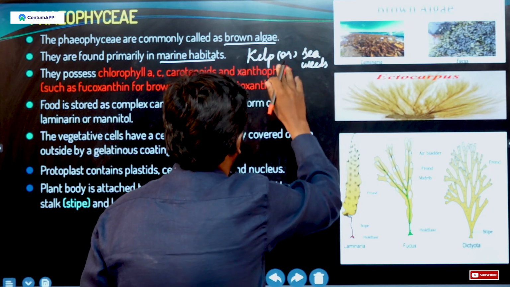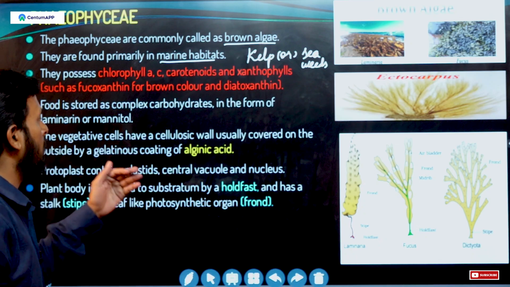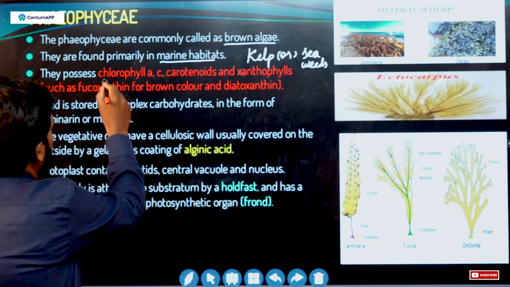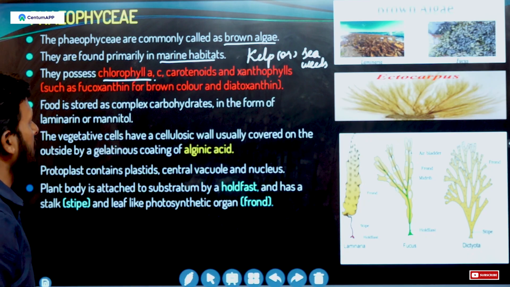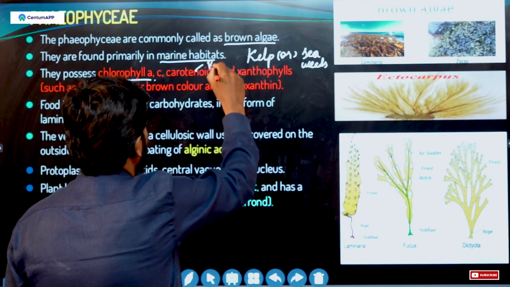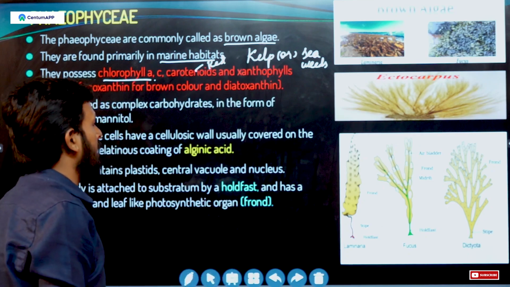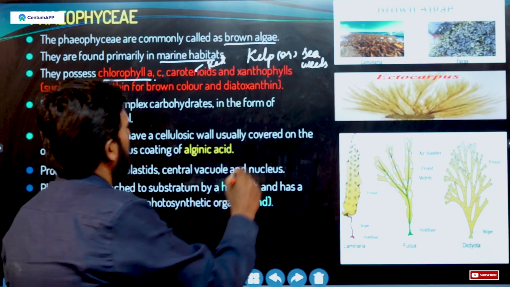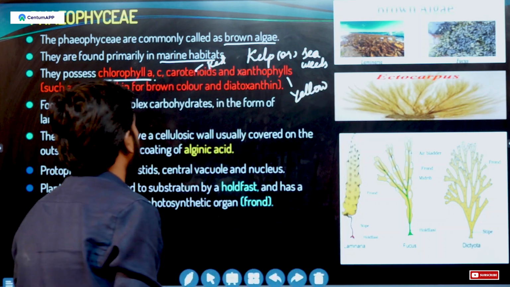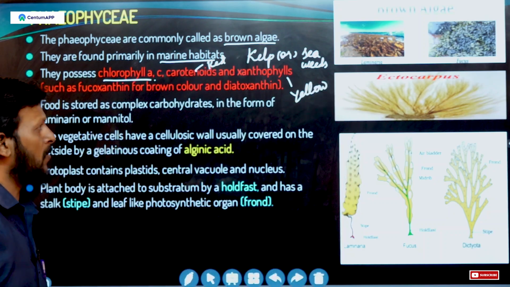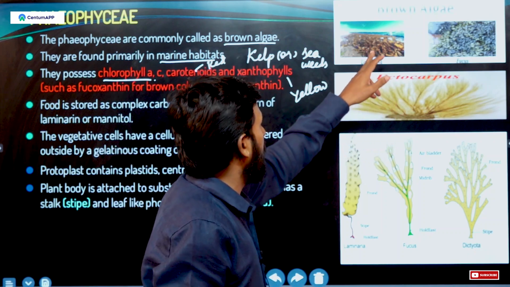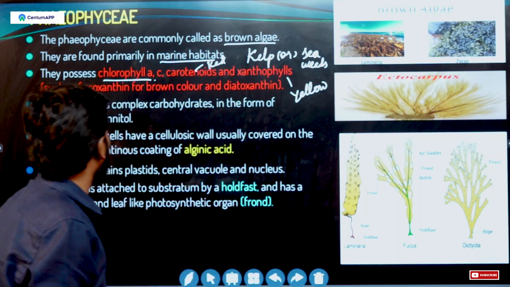This is one of the largest algae found in Phaeophyceae. In Phaeophyceae, chlorophyll A, chlorophyll C and carotenoids are present. Carotenoid means red-colored pigments occur. Xanthophyll, we know, is yellow in color, and some brown algae are pale red and brown in nature.